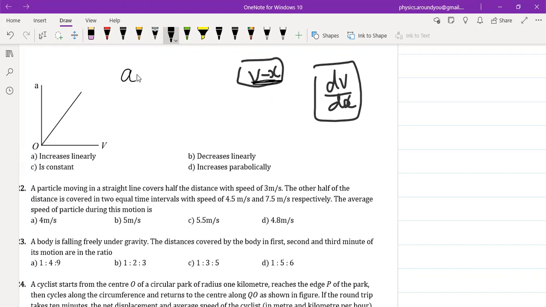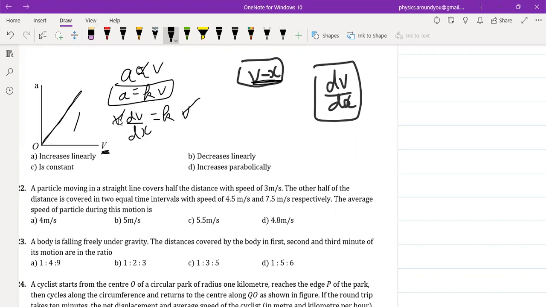What information is given? Acceleration is given in terms of velocity. How can I represent it? We know the acceleration velocity graph is a straight line. Acceleration is directly proportional to velocity, or acceleration a is k times v, where k is some constant. At the same time, from kinematics, we also know how to relate a with dv by dx: a is v dv by dx, equal to kv. The v's cancel on both sides. I get dv by dx as k. Isn't that what we needed? dv by dx is the slope of the velocity displacement curve, and I got it to be a constant. Hence, the answer is C.